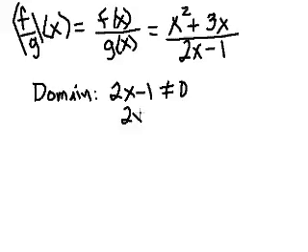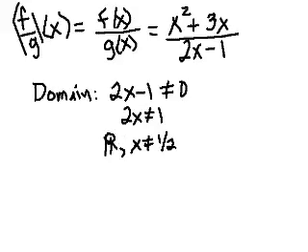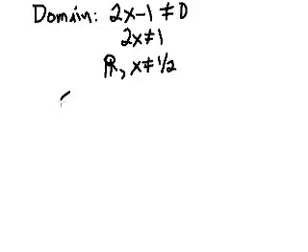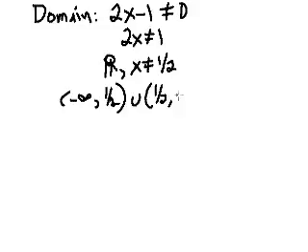So 2x can't equal 1, or x can't equal 1/2. So we have all real numbers for our domain except x can't equal 1/2. Or another way to write that would be from negative infinity to 1/2, not including it, and then jump over 1/2 and go to infinity. So this is everything except 1/2 is in the domain of the division problem.